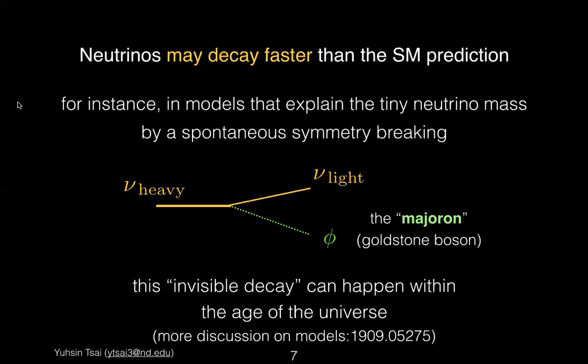So in terms of cosmology, this just means that in the late-time universe, neutrino can transfer its energy density into invisible dark radiation. And then we are interested in seeing what's the cosmological consequence of this. So this invisible decay can happen within the age of the universe time scale. Therefore, it can in principle generate sizable changes of the late-time cosmology.